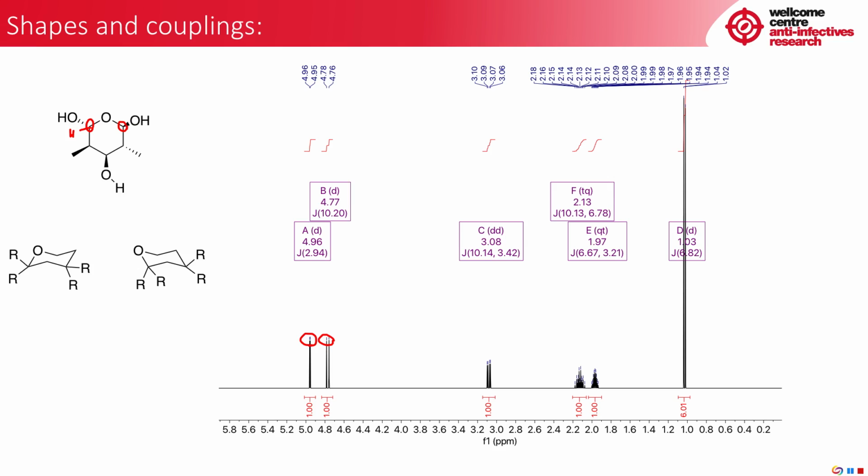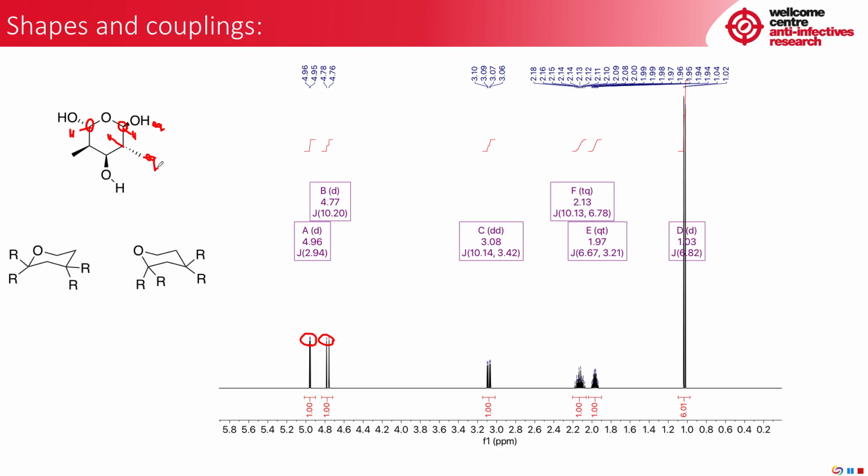Now, the reason we start there is that there is a large J coupling. And in the context of this ring system, we know then that the only way we get that J coupling is to have an axial-axial relationship between two protons. And this allows us to define the non-hydrogen substituents that are attached. So if we say this is axial, this is axial, then we know that this hydroxyl is equatorial and this methyl is equatorial.